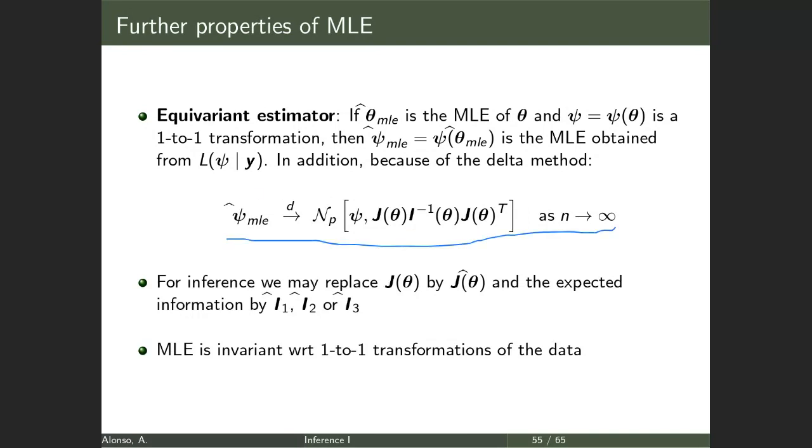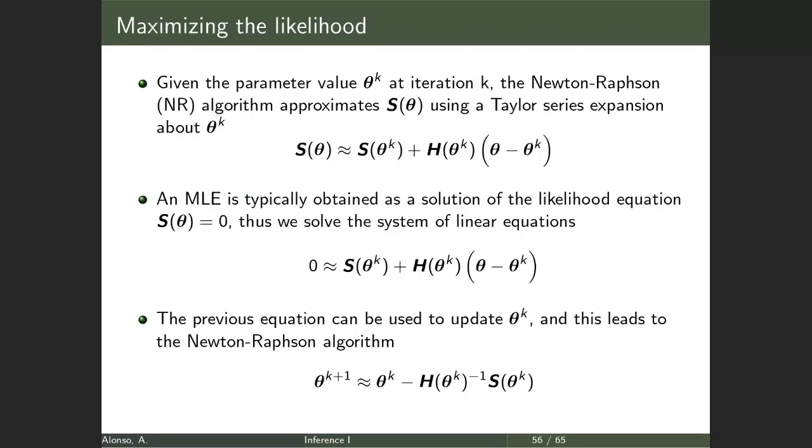And if you now want to make inference for psi of theta, the only thing you need to do is estimate this quantity over here. Again, you can plug in the maximum likelihood estimator of theta and you will get an estimator, or you can use the previous estimators we saw. The maximum likelihood estimator is also invariant to one-to-one transformations of the data. So if you transform the data, you will get exactly the same value.